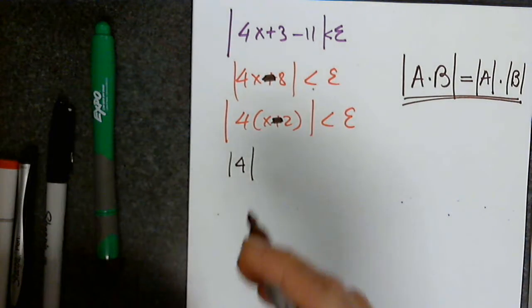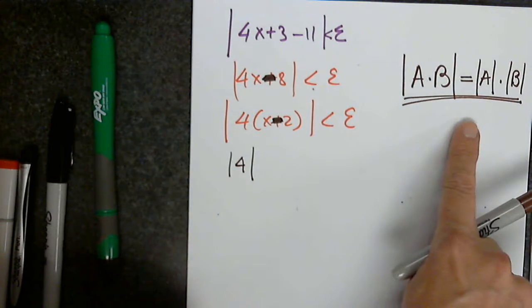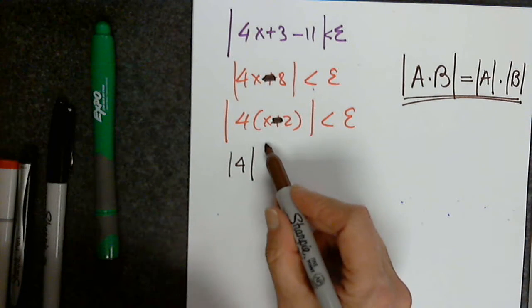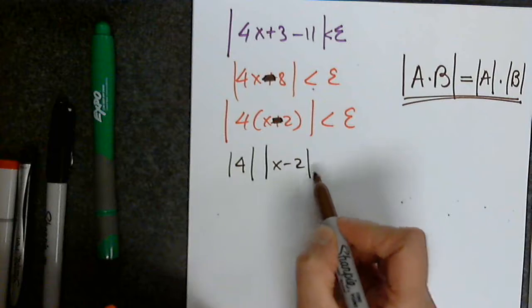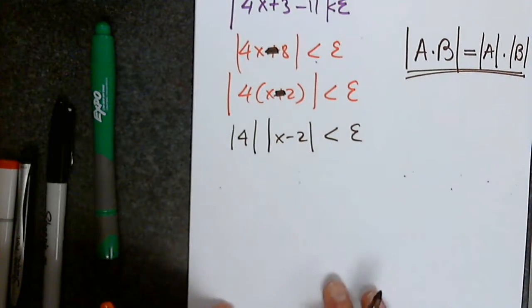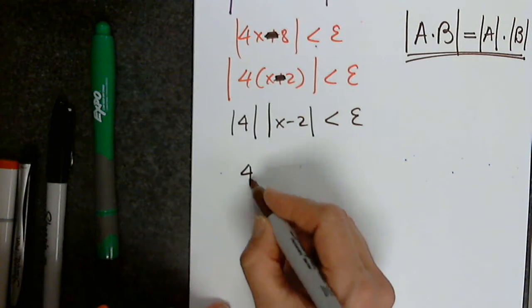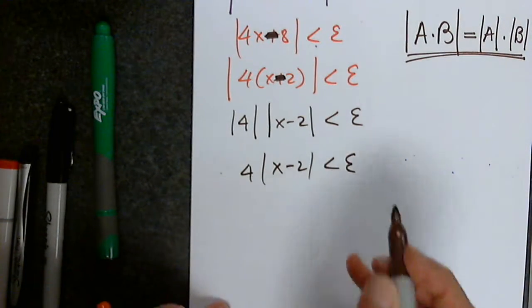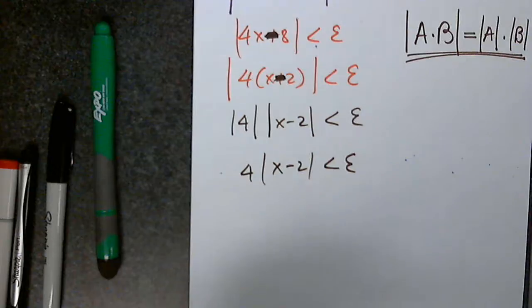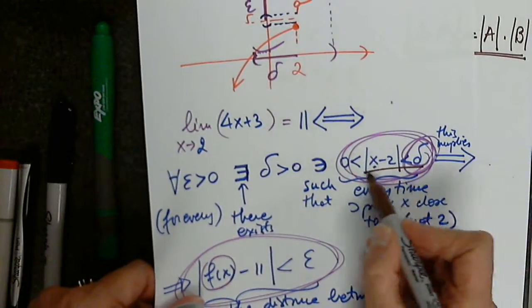The absolute value of 4. Although that is 4, I have to show this first. Times the absolute value of x minus 2, less than epsilon. Now I can write that the absolute value of 4 is 4. Now I cheat a little bit. It's not cheating. I know what I have to get.